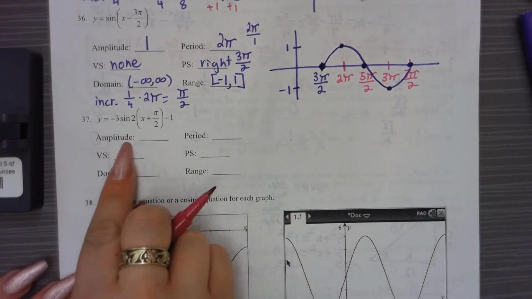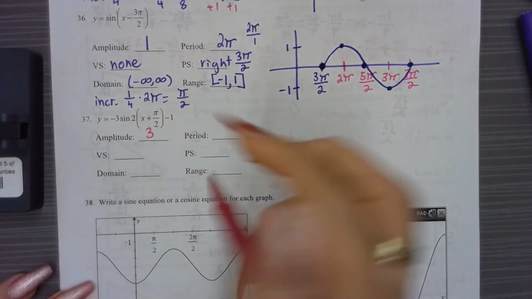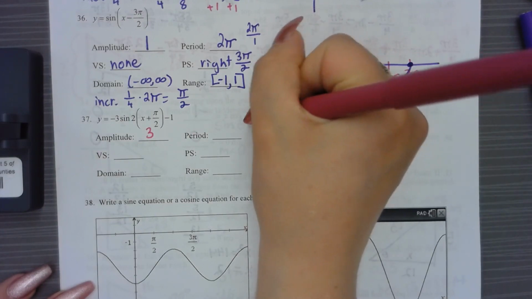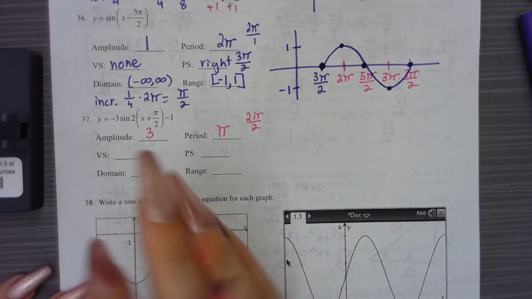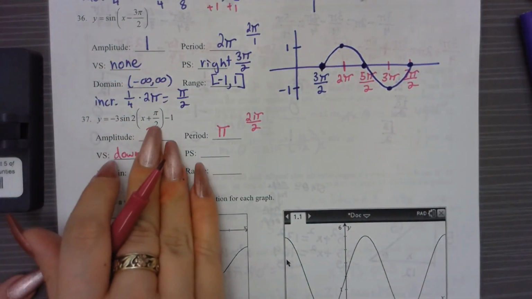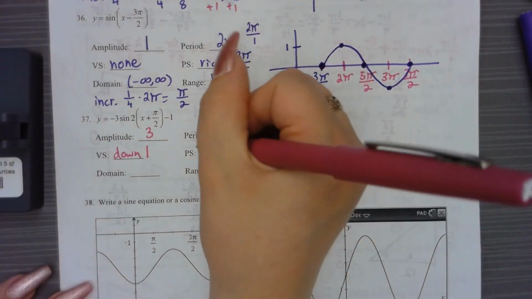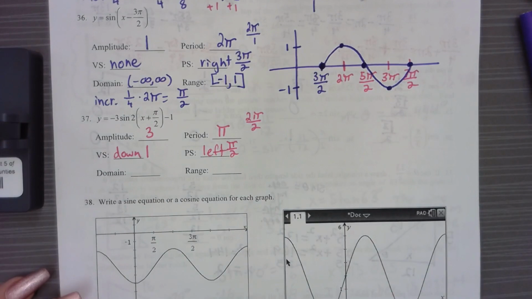So again, amplitude is always positive, so here our amplitude is 3. The period we would get by doing 2 pi divided by 2. So the period here is pi. The vertical shift, this time we're going down 1. The phase shift, I'm going to the left pi over 2. So be very careful about whether you're going to the right or to the left.